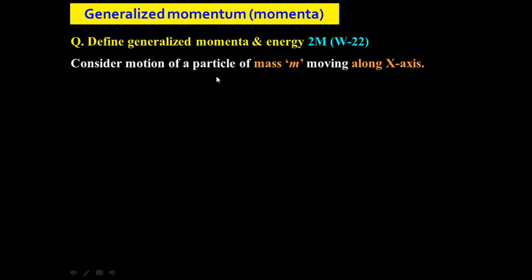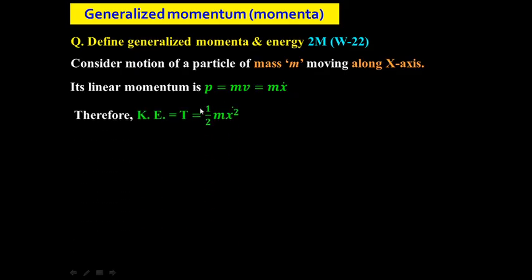Consider the motion of a particle of mass m moving along the x-axis. We know the formula for linear momentum is mass into velocity. If the particle is moving only along one direction, the x direction, its velocity is nothing but dx by dt, that is x dot. So linear momentum will be p is equal to m x dot. And the kinetic energy for that particle will be half m x dot square, since velocity is x dot.